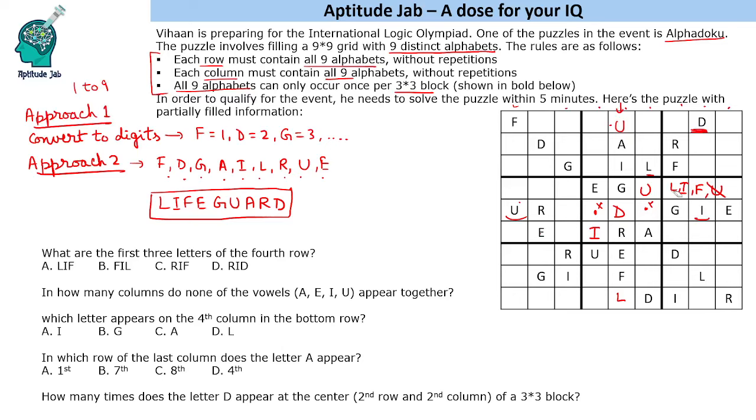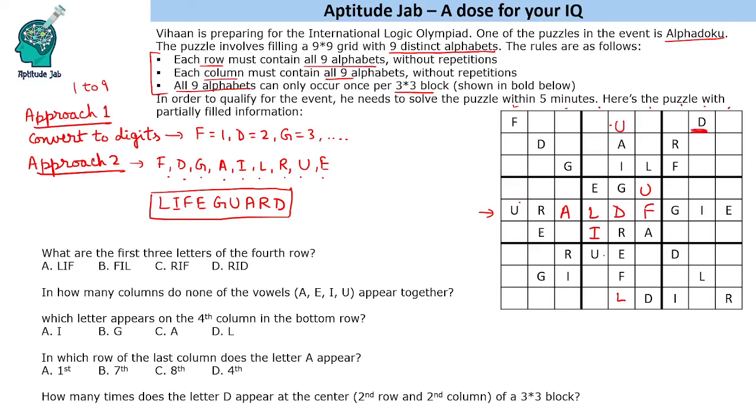So I and U have been filled. We have to fill L and F. Now L is present here, so F will come here and L will come here. So this is done. Then we will move on to this row. One element is missing. LIFEGUARD, A is missing, so we will have A here.